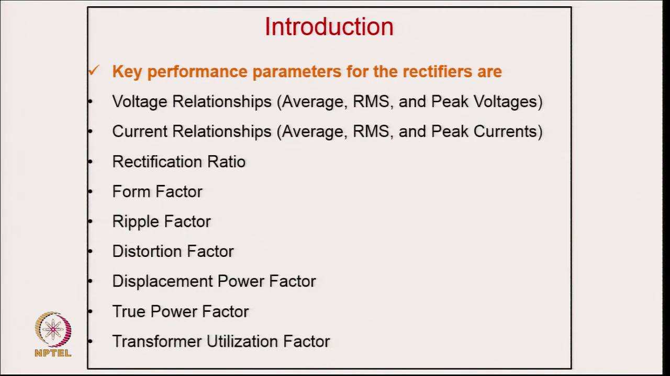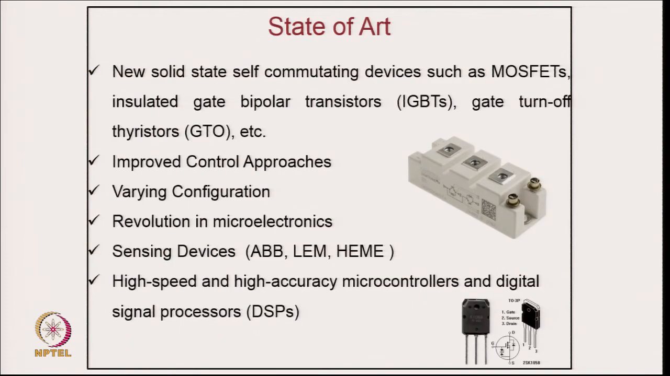The key performance parameters of these AC-DC converters or rectifiers are the voltage relationship, current relationship, rectification ratio, form factor and ripple factor. Of course, on the grid side, we have the distortion factor, displacement power factor and true power factor, and if a transformer is utilized at the input, we have the transformer utilization factor.